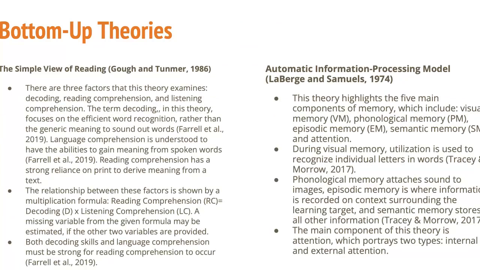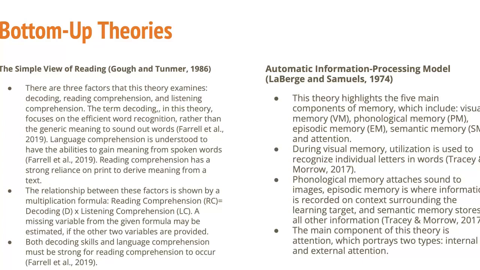The two bottom-up theories that I chose to focus on are the simple view of reading and the automatic information processing model. The three factors of the simple view of reading are decoding, reading comprehension, and listening comprehension. The term decoding in this theory focuses on efficient word recognition rather than the generic meaning of sounding out words.